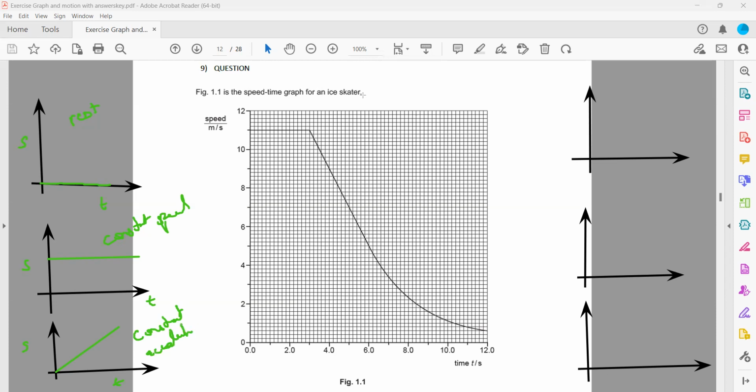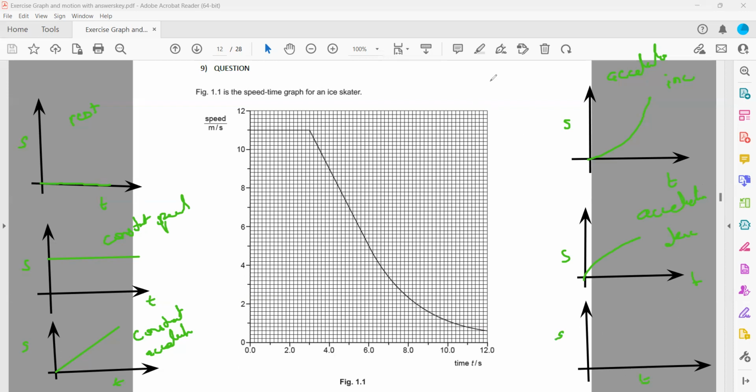If it's a speed time graph and it is having a curve, so what does it mean? It means that it is accelerating and acceleration is increasing. If it's a speed time graph and the slope is decreasing for a graph, then we can conclude that the acceleration or the change in the speed is decreasing. Then we might have a decreasing speed.